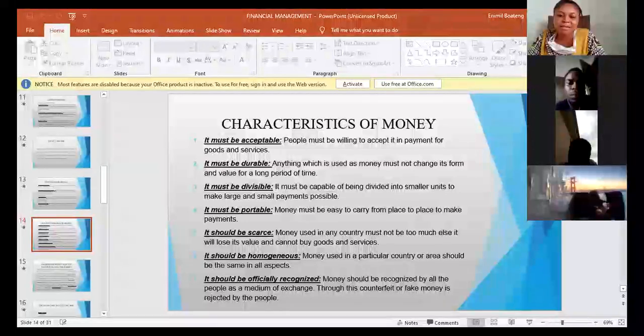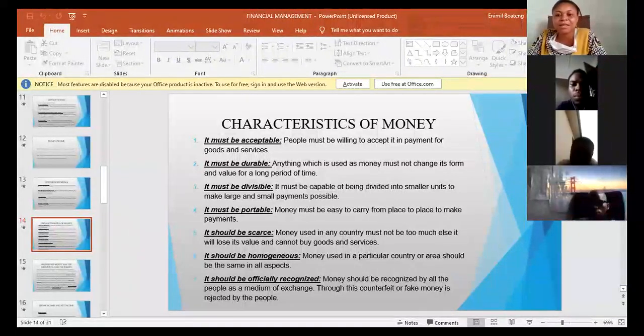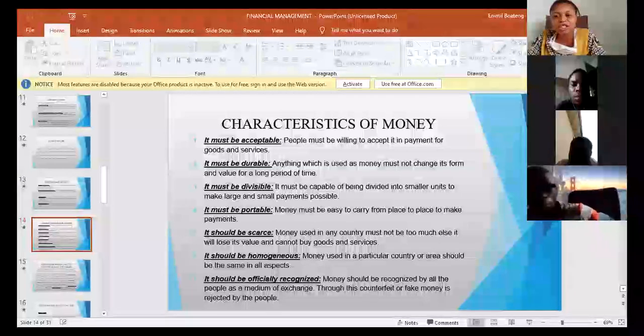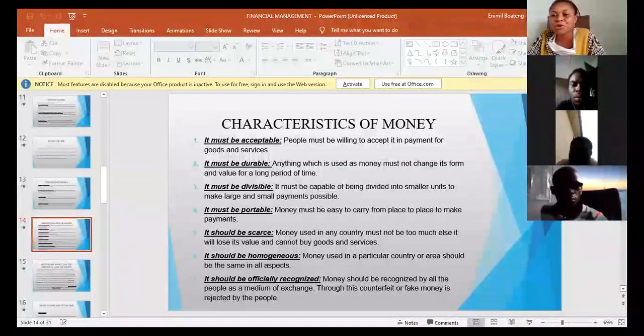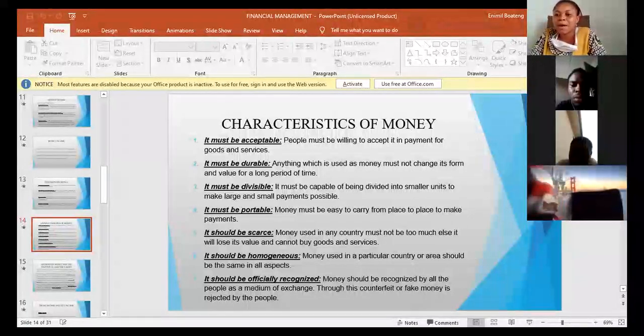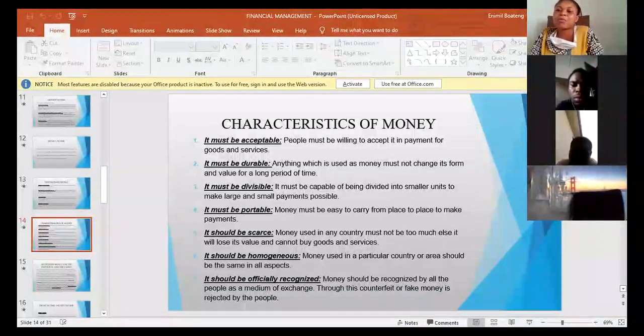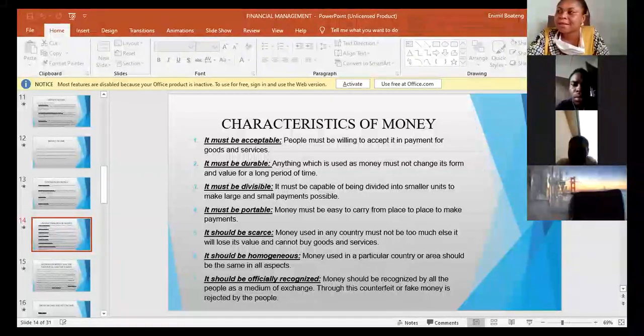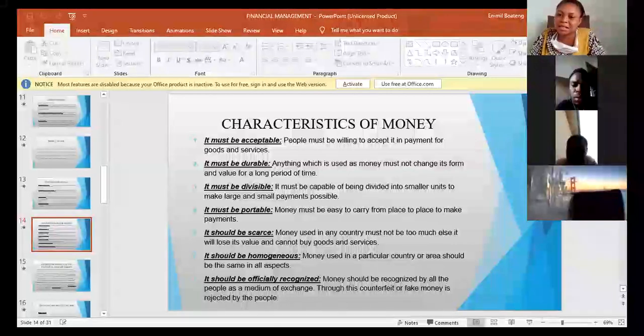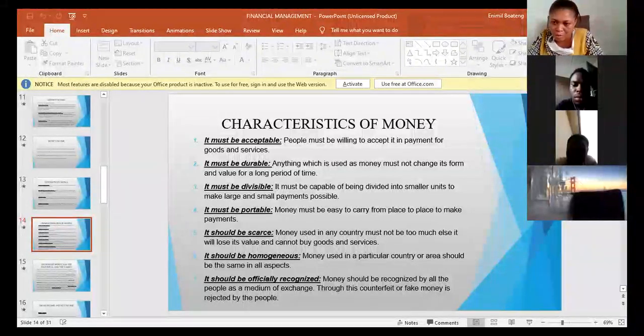Another characteristic of money is that it must be durable. When we say something is durable, it means that the thing should be valuable. So anything which is used as money must not change its form and value for a long period of time. So you realize that when currencies are printed, it takes a prolonged period of time before there will be a change. You cannot just say that a 50 cedis note is printed, then a year or two later they are changing it. No, it must be in the system for some time. Then we say that the money is durable.